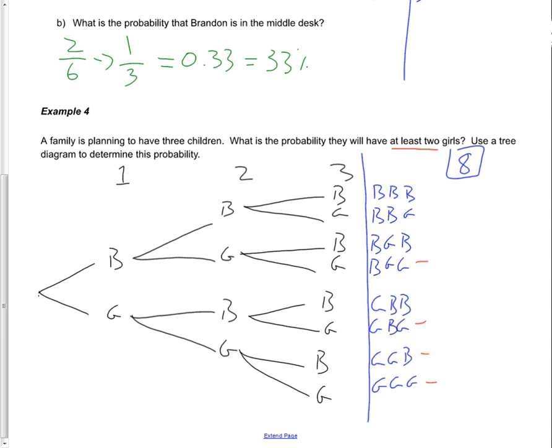Therefore, the probability that they're going to have at least 2 girls is 4 out of the 8 possibilities, or 1/2. 1/2 is 0.5, which is the same as 50%. So there is a 50% chance that this family, if they have their 3 children, is going to have at least 2 girls.